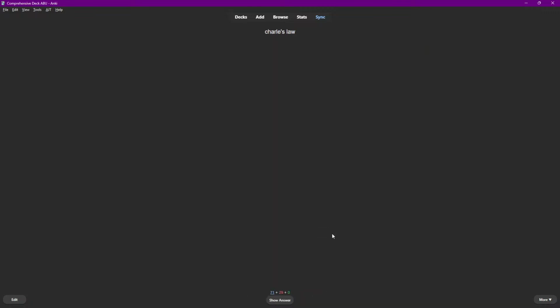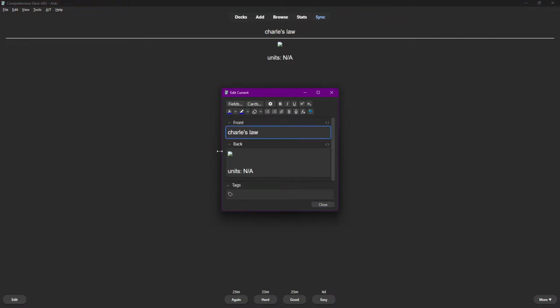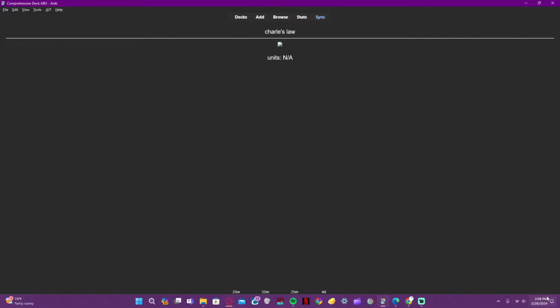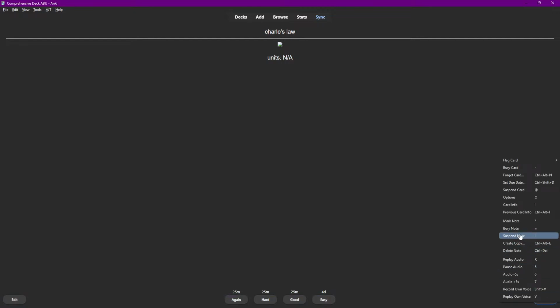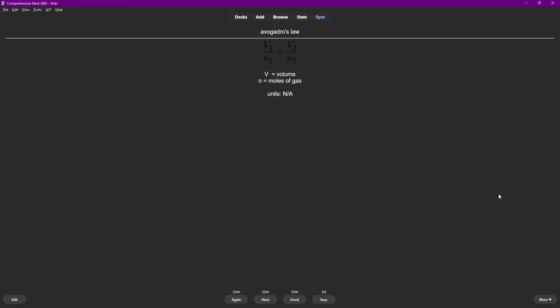Charles law? What is that? Doesn't help me that it's broken. So let's just hide that one. More options. Suspend note. Avogadro's law. 6 times 10 to the 23. Or the number of moles gives you the volume of gas divided by the number of moles.